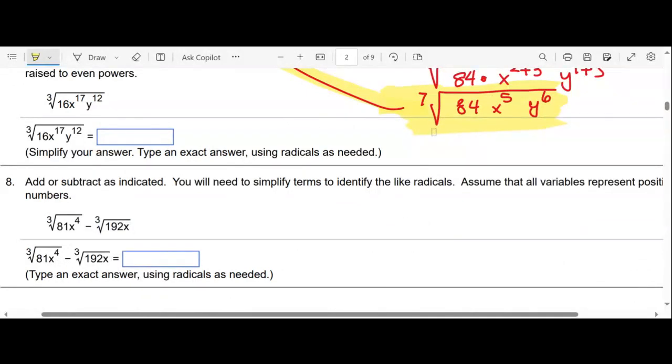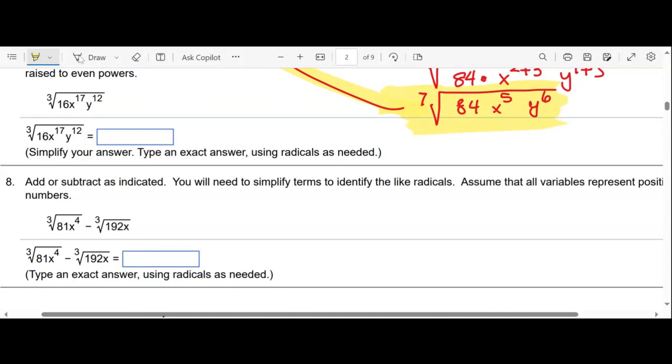Next question. Next question. Cube root of 16, x to the power of 17, y to the power of 12. Okay, so what should we do now?